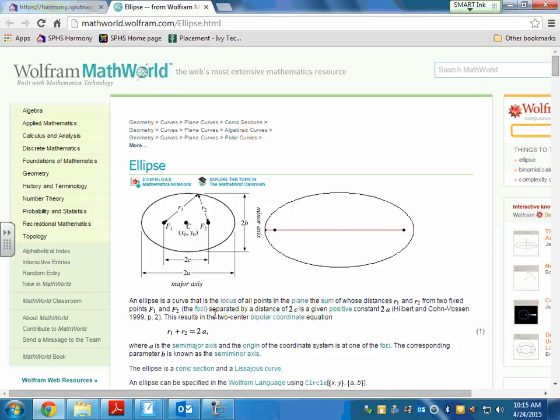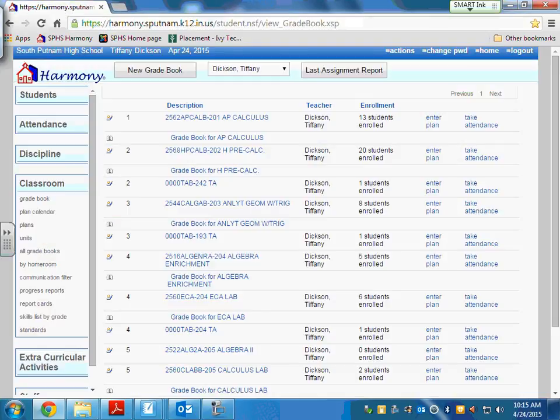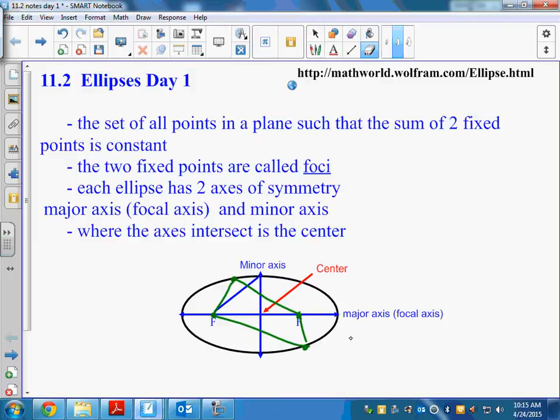I know, right? So what do we need to do? We need to be able to graph it. We need to be able to find all the stuff from it. So the two fixed points are called the foci. We call those F.